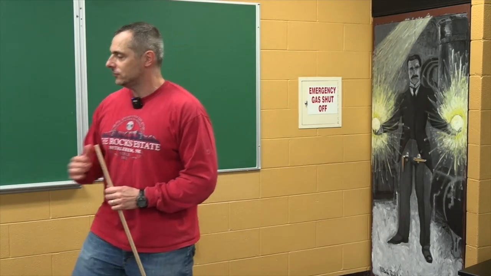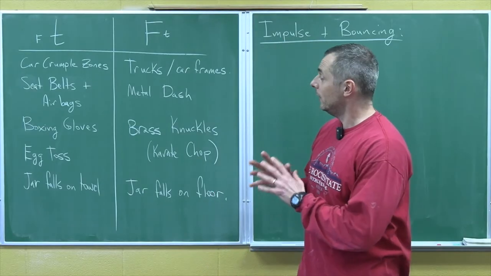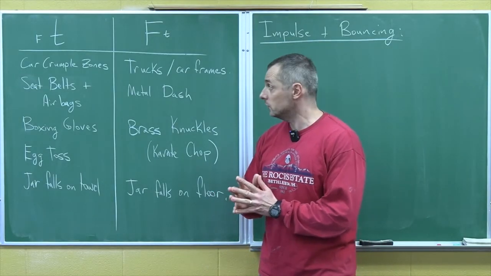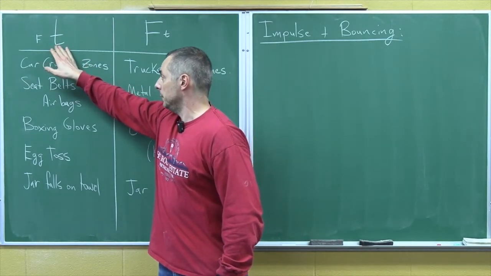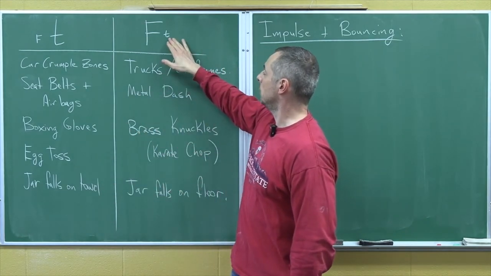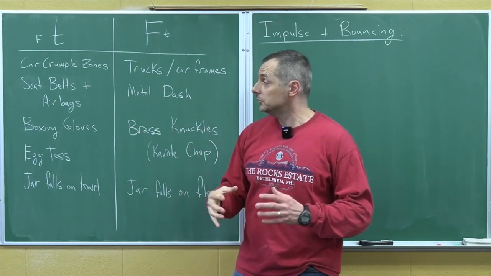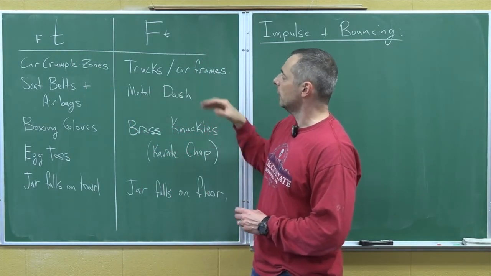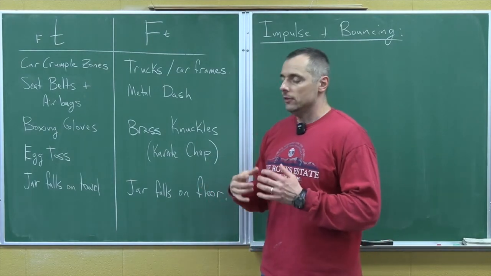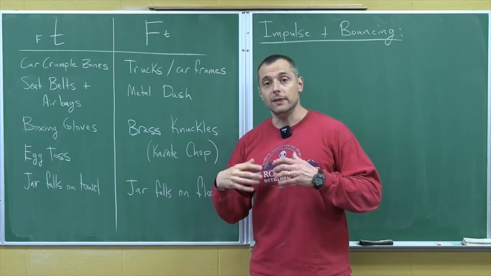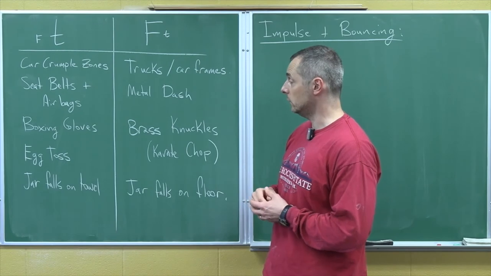Okay, so let's reconfigure and I'll summarize on the board. I created a list of the different scenarios about the two situations that I talked about: big time, small force versus small time, big force. Car crumple zones extend the time of collision, making less force. If you have a truck with a frame in it or an old car with a frame, like a pre-1980s car, those do not crush down well on impact, and therefore the forces on the body in those car accidents are greater, more likely to cause damage.